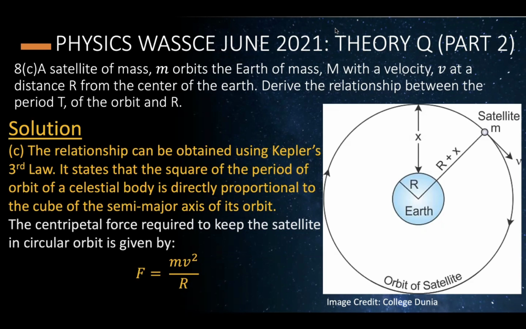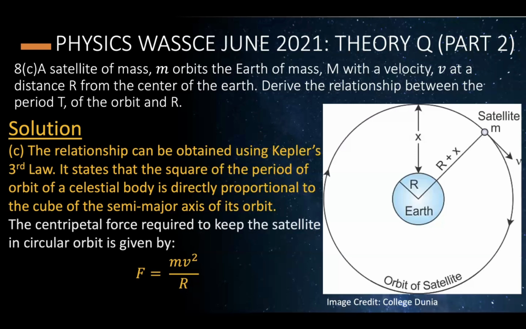So this question is asking that you derive the relationship or the formula between the period of the satellite and the radius or the distance between the Earth and the satellite. Okay, so in order to understand the question, you need to first of all understand satellite motion. So I have put up this picture by the side to help us understand what this question is about.